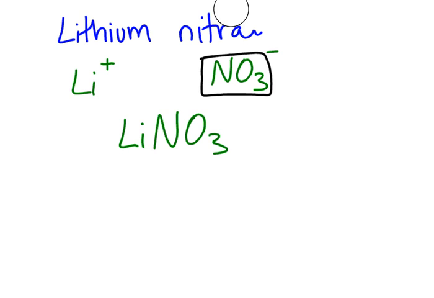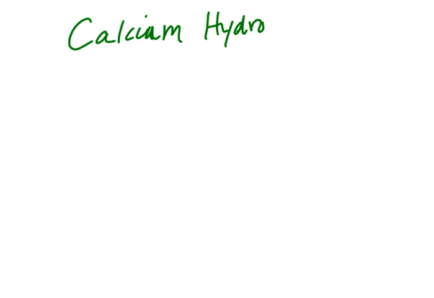Take a look at a different one here, maybe one a little more complex. We'll go with calcium hydroxide. Okay? Calcium, close enough, hydroxide. Well, I know calcium is an alkaline earth metal, which means it's going to be Ca2+. And I know hydroxide is OH- based on the table.